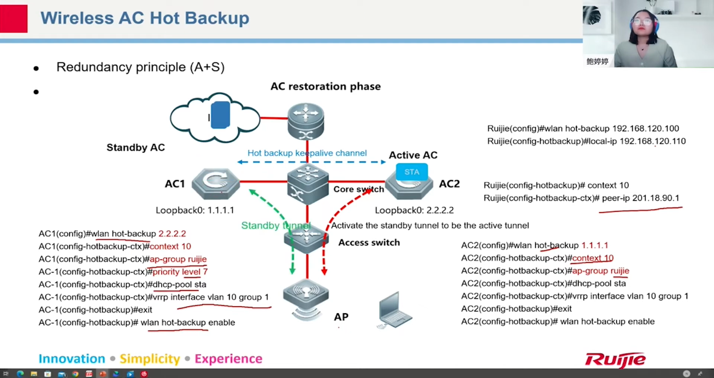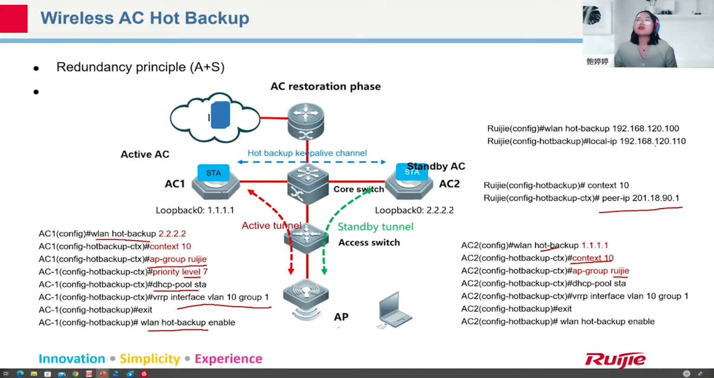In this scenario, AC1 at the beginning will become the standby AC. And 10 minutes later, this is a default time, because the preemption mode is enabled. 10 minutes later, AC1 also can get every information of the station from the AC2. Then the AC1 will become a new active AC, and the AC2 will become the standby, because compared with the priority, AC1 has a higher priority.